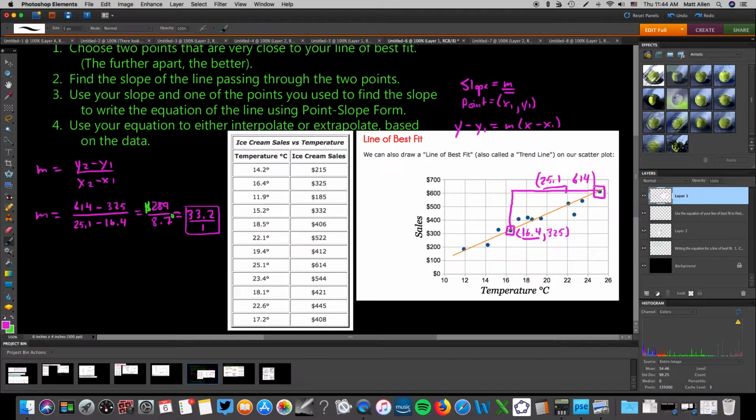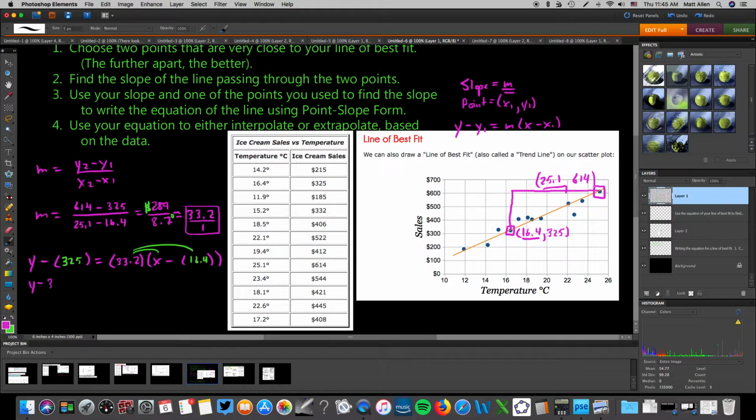Now that we have a slope, step 3 says use your slope and one of the points you used to find the slope to write the equation of the line using point slope form. So now we can use our point slope form, except we have to choose one of those 2 points that we had used to find the slope in the first place. And so I'm going to go ahead and get ourselves set up here. But out of both of these points, 25.1 and 614, and 16.4, 325, I'm more inclined to use the smaller values. So I'm going to put in 325 as the y value for our y1, and our x1 is 16.4. From here we just need to work on distributing and then adding the 325 back to the right.